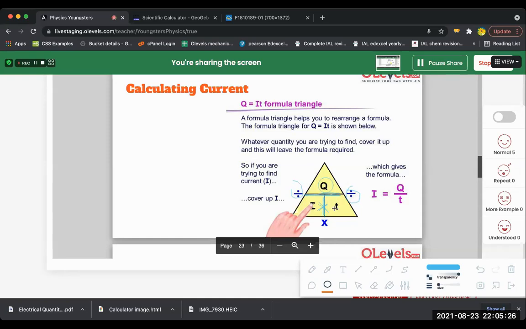Q is equal to I multiplied by T. Very good. So if we want to find Q, we will circle Q, and we are left with the ones below. Look, I hope you can see my screen.